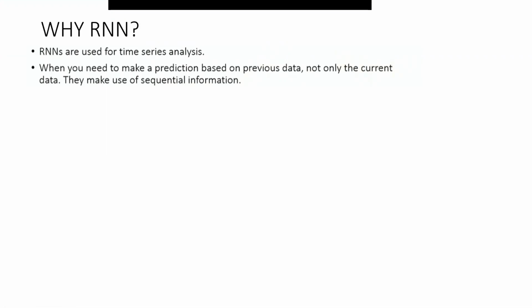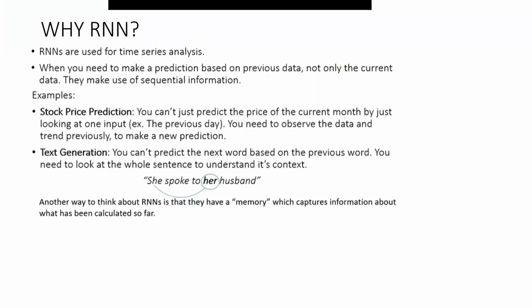When you need to make a prediction based on the previous data, not only the current data, they make use of sequential information. So let's take an example, right? Let's take an example of stock price prediction. You can't just predict the price of the current month by looking at one input, right? You cannot predict a stock price just by looking at the previous day's stock price.